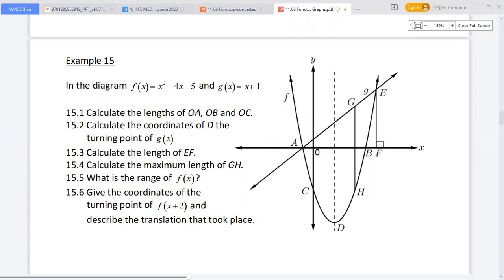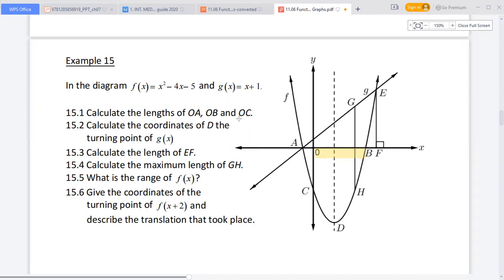And then you must find OB as well. So we can see that OB is from the origin. O is the origin, 0, going to B, and this is the distance they want, and B is the x-intercept. So if you found the x-intercept of the parabola, obviously you will find the coordinates there, right? The length, I mean to say.